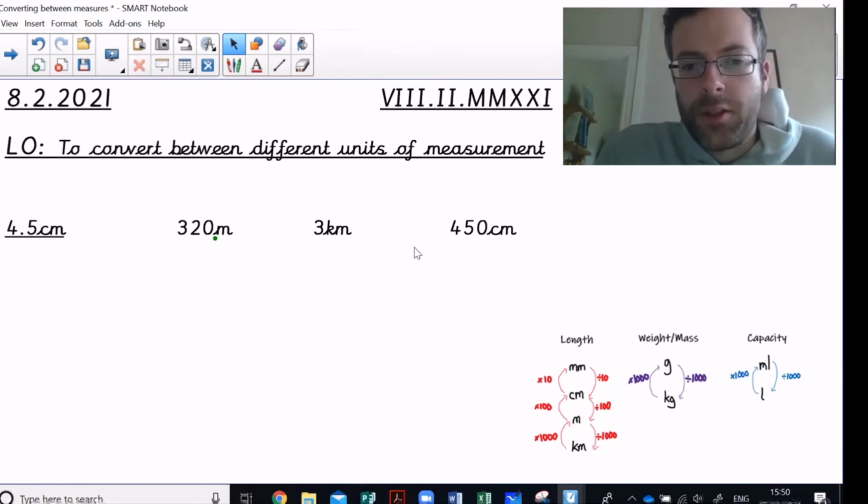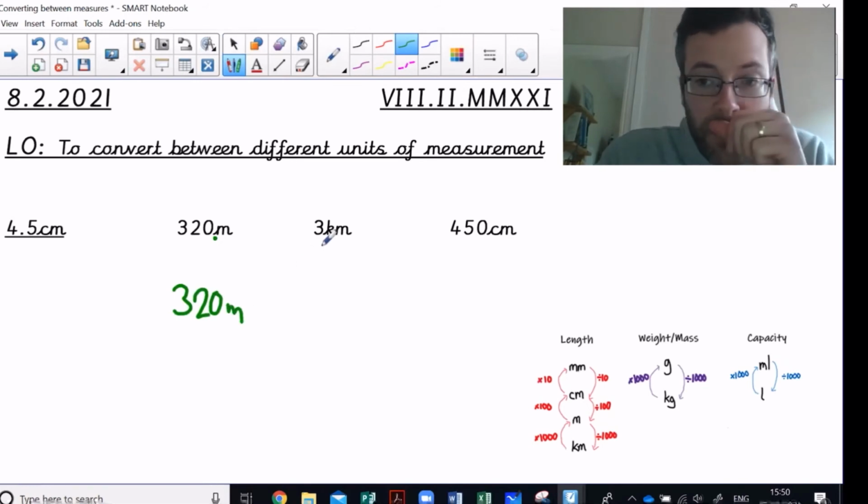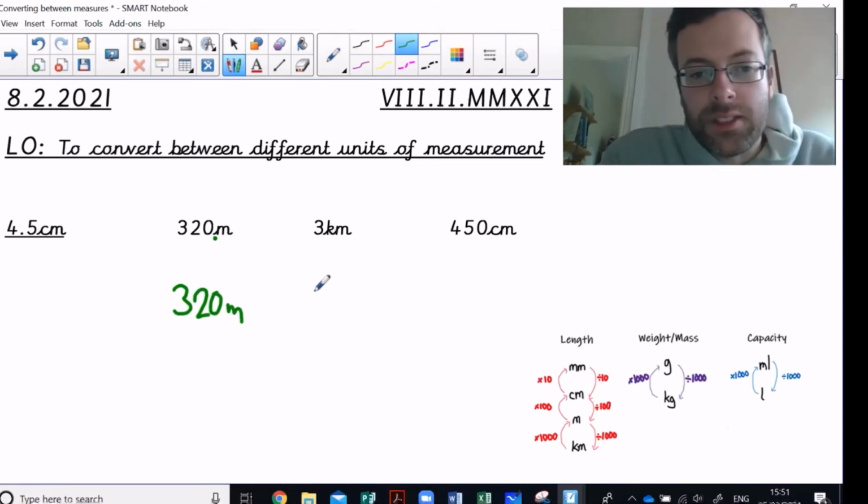So it might be worth doing metres. If I look at this one, I'm happy to keep that as 320 metres. Now 3 kilometres, if I know that 1 kilometre is 1,000 metres, then 3 kilometres is 3,000 metres.